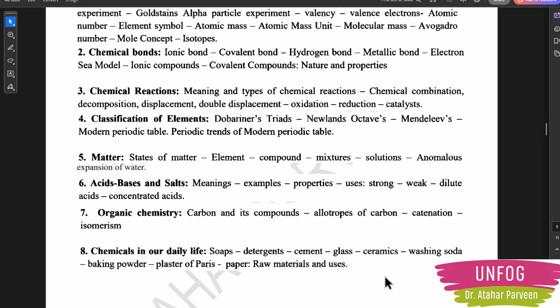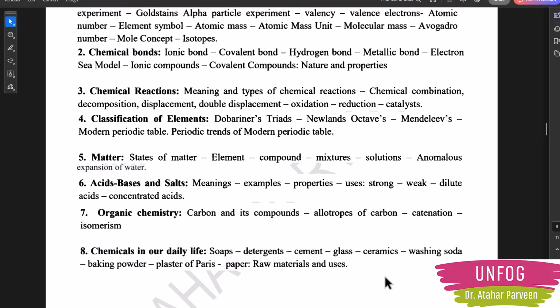We have acids, bases and salts. What is the meaning? How do they react with each other? What is a strong acid or a strong base? What is a weak acid or a weak base? What is concentrated acid? What is diluted acid? A very simple concept. We'll study that.